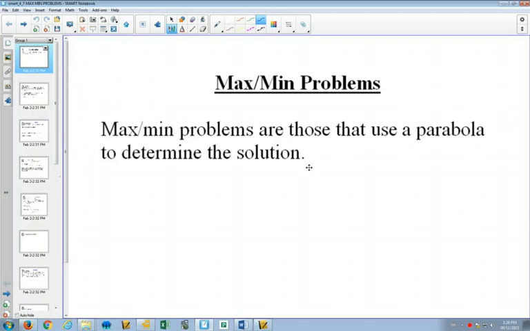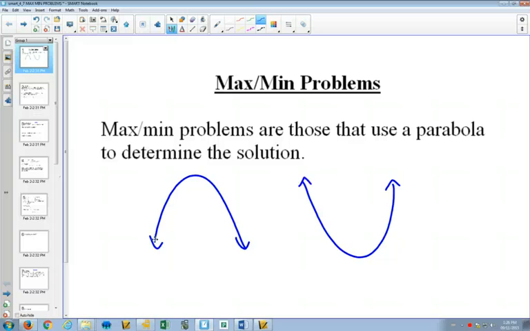So what we're going to be doing today is looking at maximum and minimum problems. This is sort of a precursor for calculus, because a lot of what you do in university calculus is trying to find the maximum and minimum of certain functions. What we're going to be doing is looking at parabolas. Now, depending on your parabola, some parabolas go down like this, some parabolas open up like this.